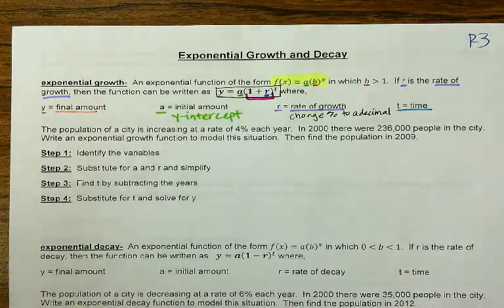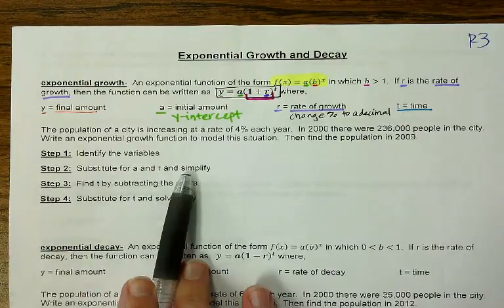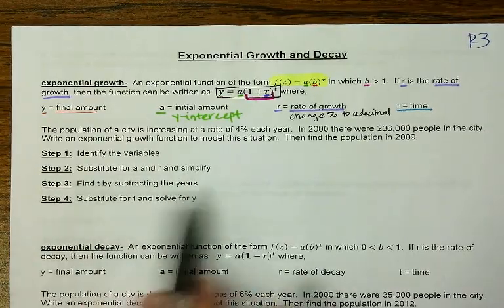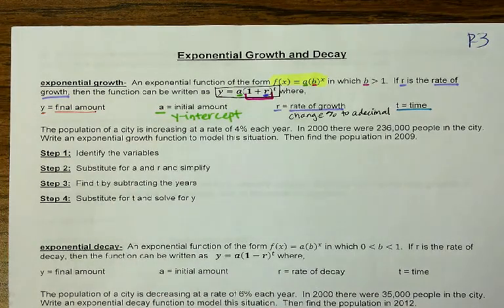So when we are doing word problems, we want to identify all the correct variables. And then we're going to substitute them in and simplify it. And then we find our value of t, and we solve for the final y. So this looks like a lot of steps, but it's actually not too bad. So let's read through this problem.